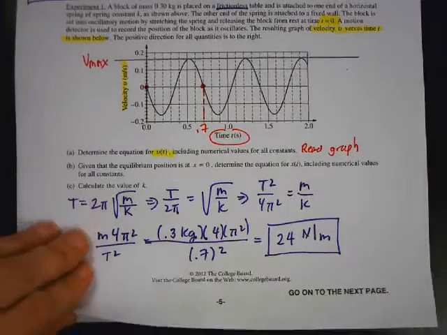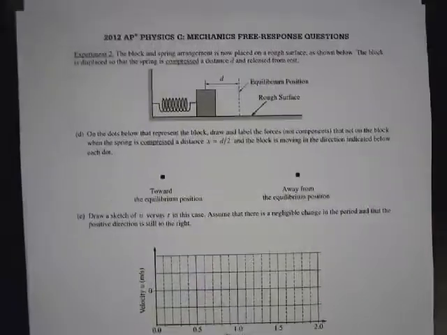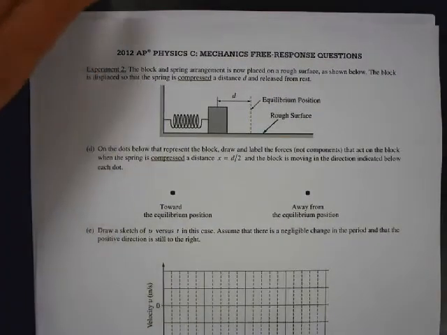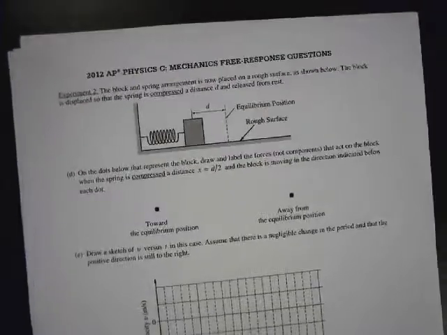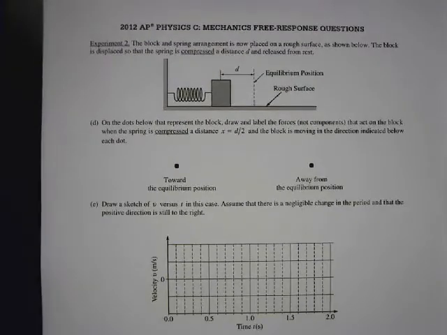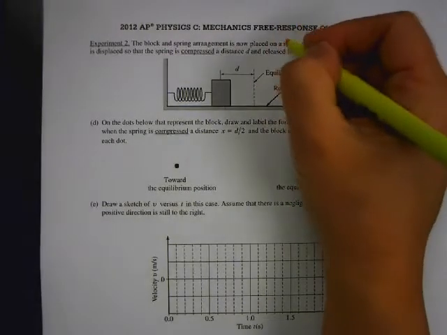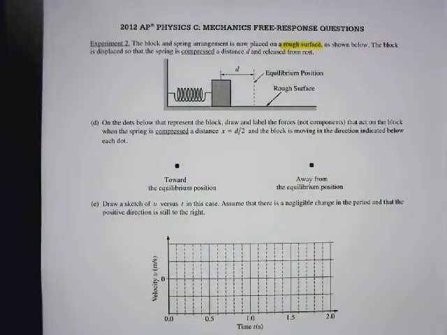All right, so let's continue. So here is the next part. Now it says experiment 2. The block and spring arrangement is now placed on a rough surface. So the rough surface means that now we're going to have friction.